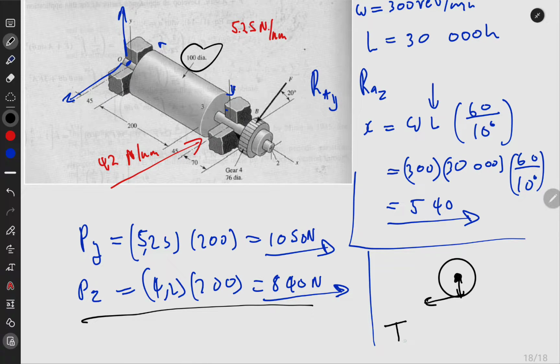So we'll get the torque along the axis, which is going to be 840 multiplied by the arm, or the lever, which is 50 mm. So I'm using everything in mm. Then if I compute here, I'm getting 42,000 Nmm.